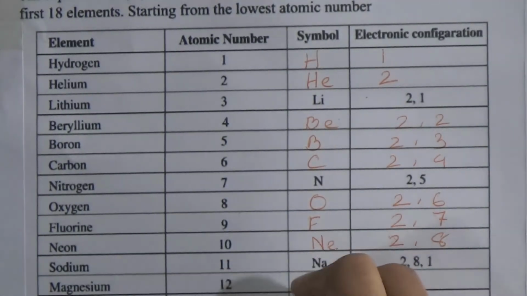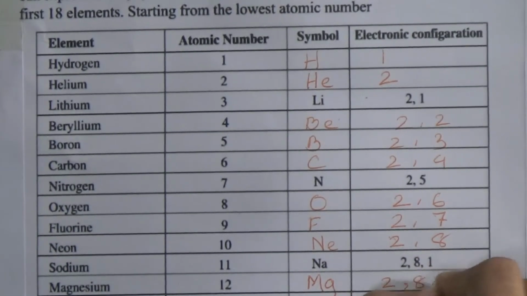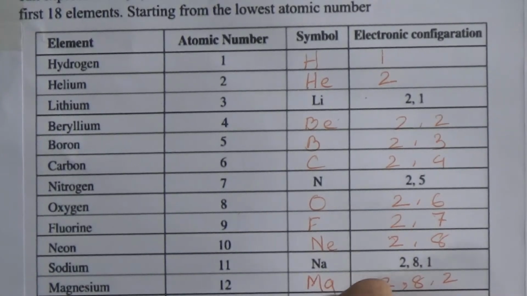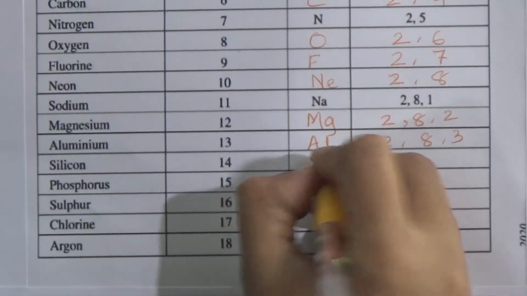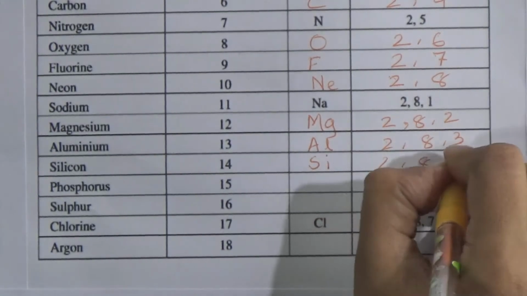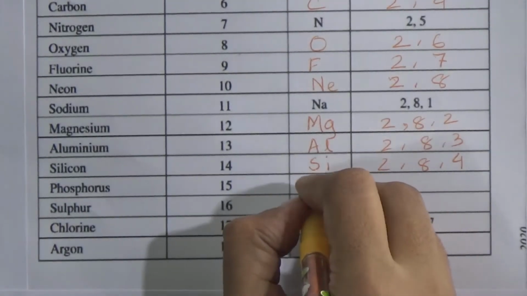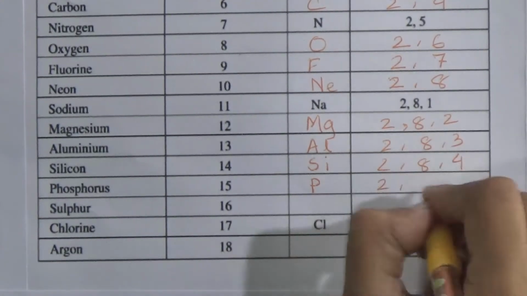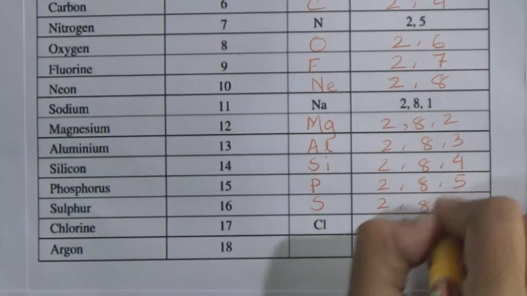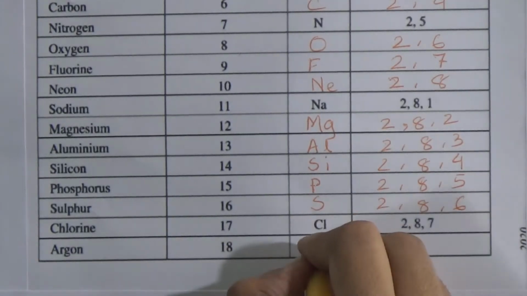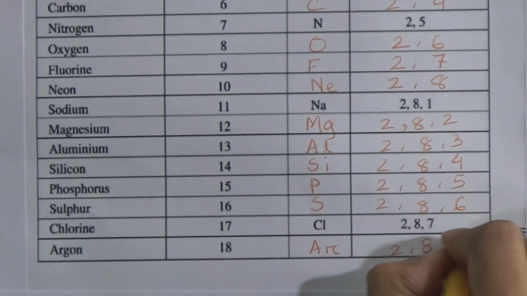Then sodium is given. Magnesium, Mg, 2, 8, 2. Aluminium, Al, 2, 8, 3. Silicon, Si, 2, 8, 4. Phosphorus, P, 2, 8, 5. Sulfur, S, 2, 8, 6. Now argon, Ar, 2, 8, 8.